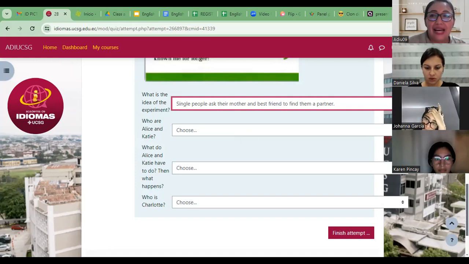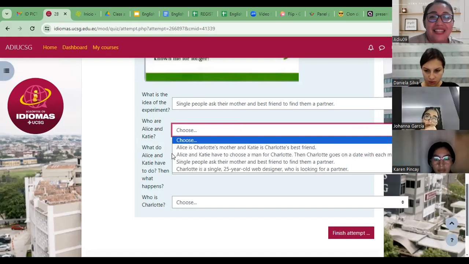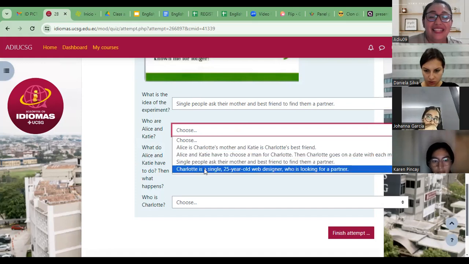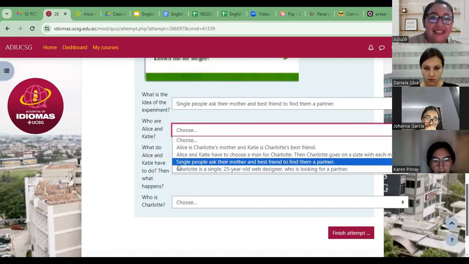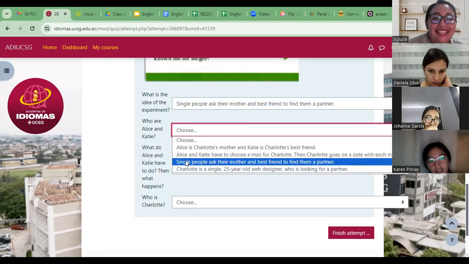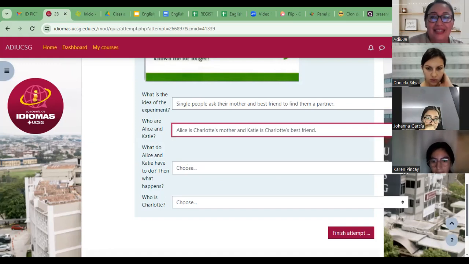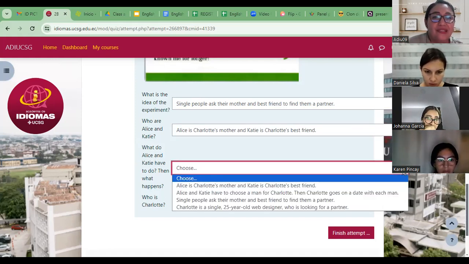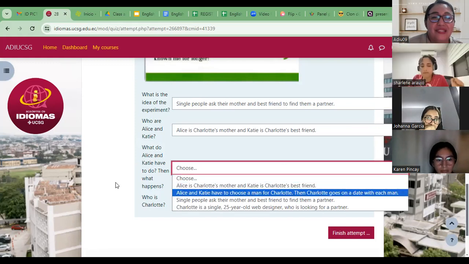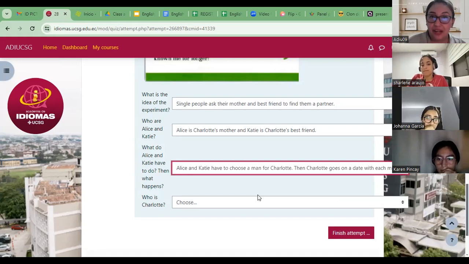What about number 2? Who are Alice and Katie? Karen, I think you said the answer. Alice is Charlotte's mother and Katie is Charlotte's best friend. Excellent. Now, what do Alice and Katie have to do? To choose a man for Charlotte. Then Charlotte goes on a date. Excellent. So they have to choose a man for Charlotte, and then she has to date them, and she's going to choose only one, right? And according to that experiment, we're going to get to see who was the better option, right? And who did choose better, the mother or the best friend?